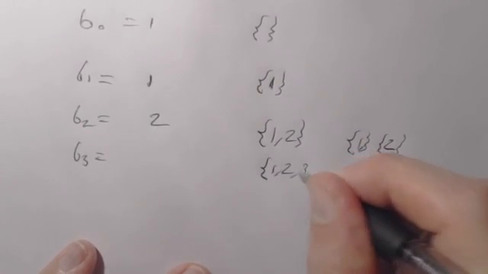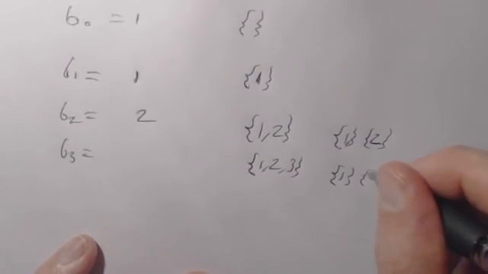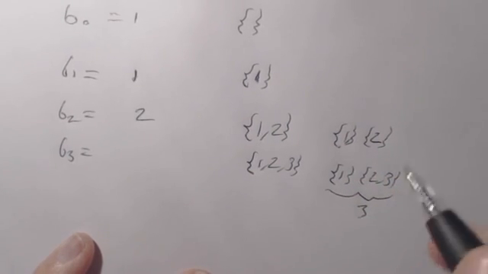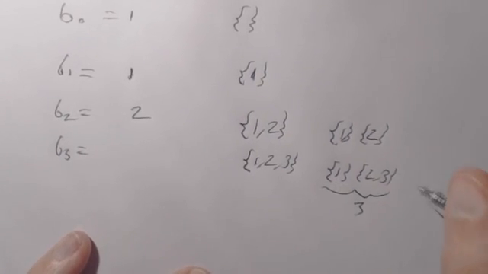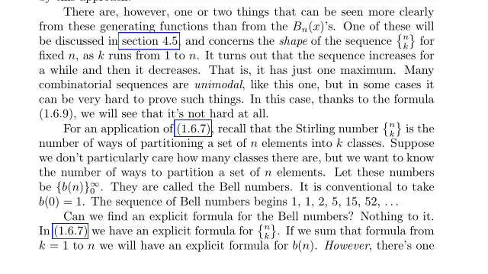So 1, 2, 3. You could have the whole set. You could split it into 2, and there's 3 ways to do it: you could have the 1 on its own, the 2 on its own, or the 3 on its own. Or you could split it into 3. So you've got 1, 2, 3, 4, 5. Does that agree for the first few? 1, 1, 2, 5. Yep, 15, 52, and so on. These are called the Bell numbers.